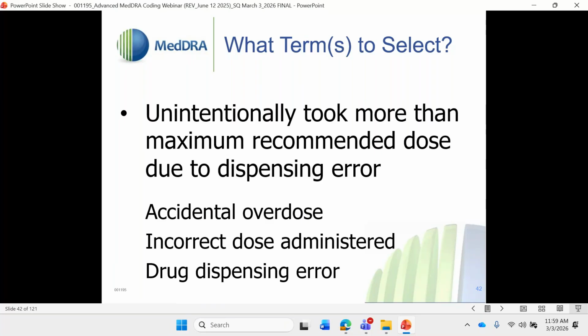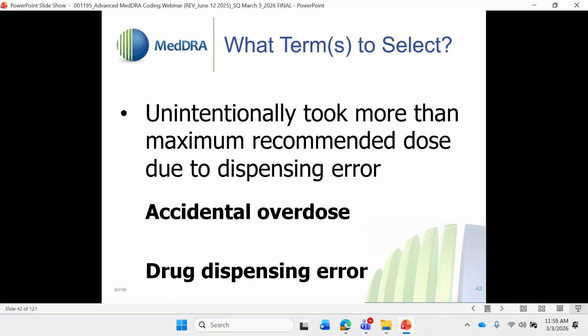Right? What am I able to code in this? Unintentionally took more than the maximum recommended dose due to dispensing error. Okay, the correct answers are, in this case, I can code accidental overdose because the MedDRA concept description for overdose is defined as such. Okay, so it's important.